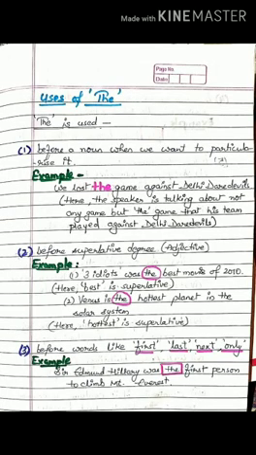Now we are going to look at the uses of the. The is used before a noun when we want to particularize it. Example: we lost the game against Delhi Daredevils. Here in this sentence, the speaker is talking about not any game but the game that his team played and lost against Daredevils.